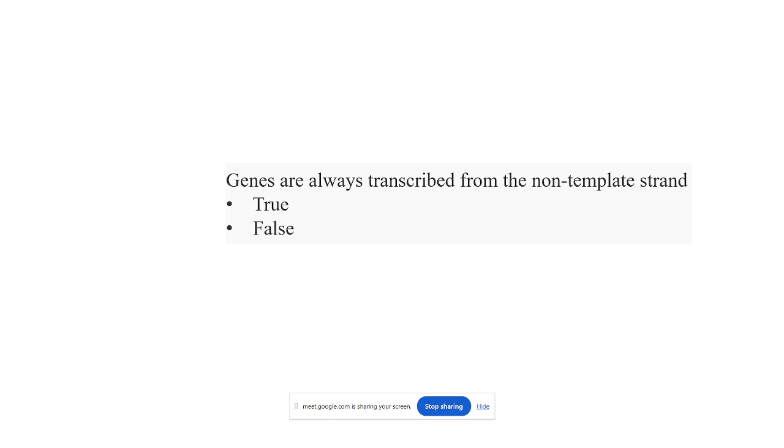Okay. Next question is, genes are always transcribed from the non-template strand. True or false? Genes are always transcribed from the non-template strand. True or false? I will switch the screen at 8:29. It is 8:27 right now.